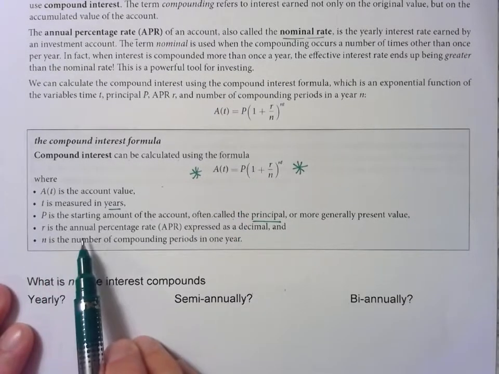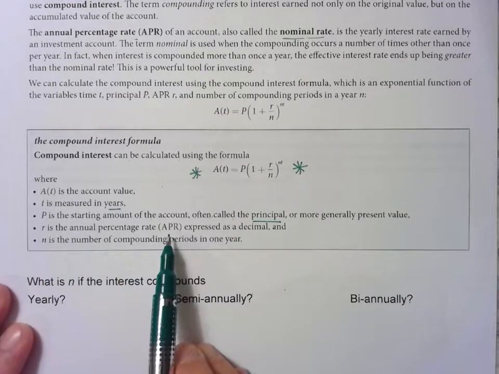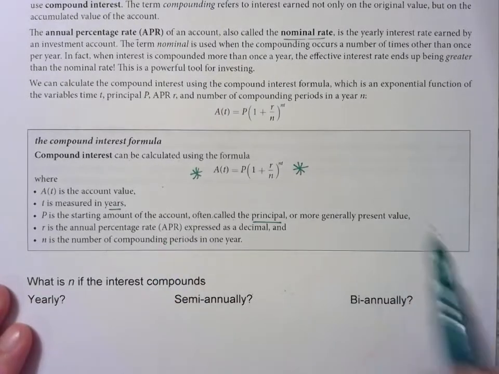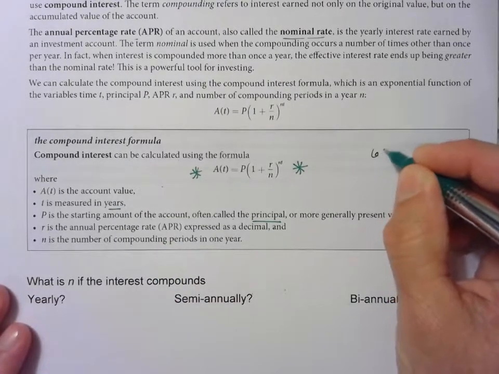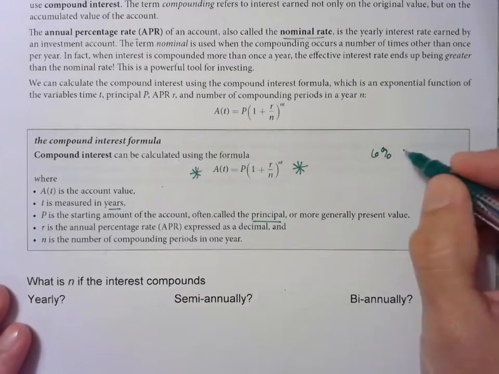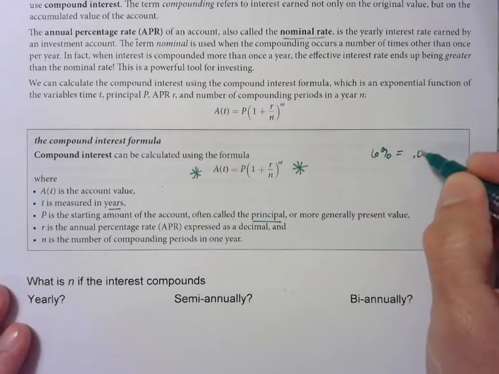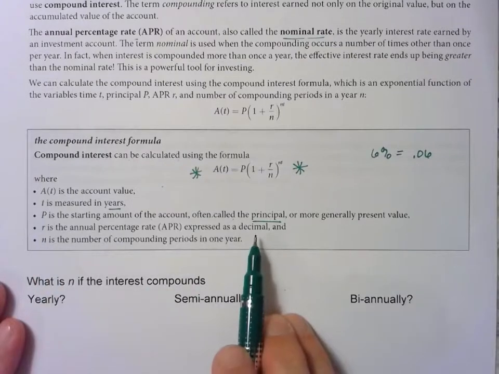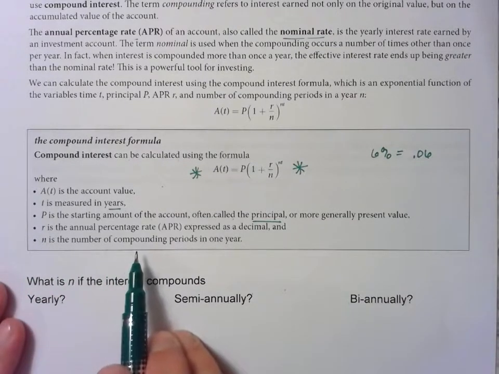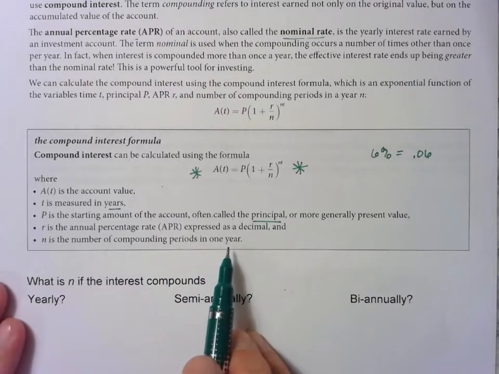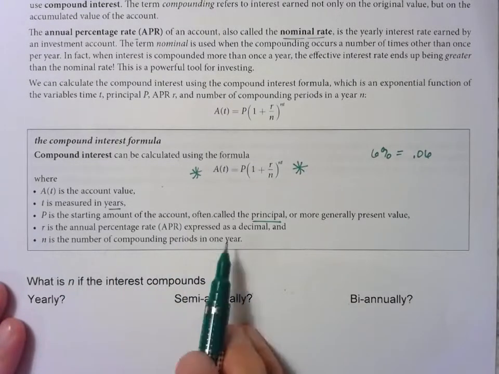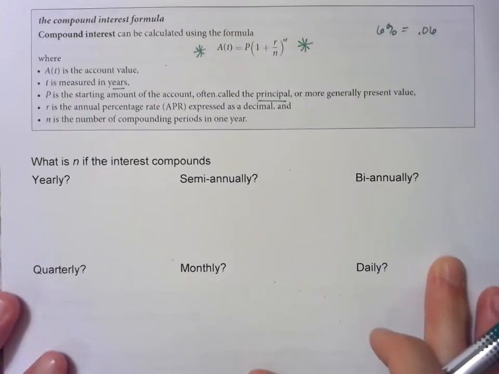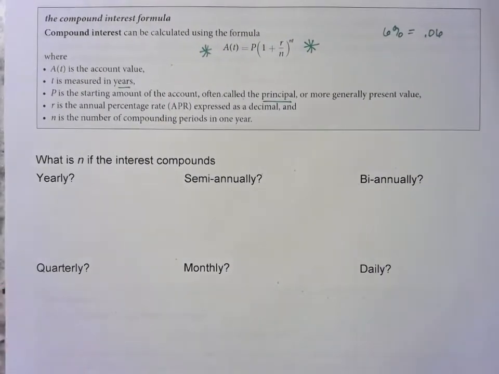R is the annual percentage rate or the APR, and you remember this is given to you as like 6%, but you want to use it in decimal form, which is 0.06. So remember, R is always a decimal and it's your interest rate. N is the number of compounding periods in 1 year. So let's talk about what that means before we actually work a problem.